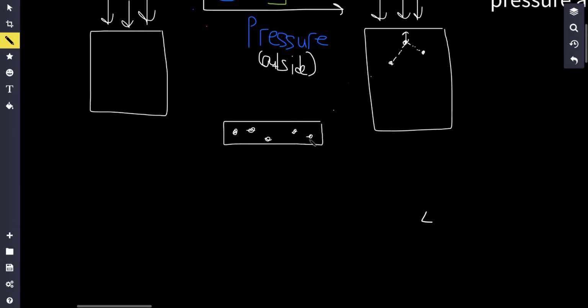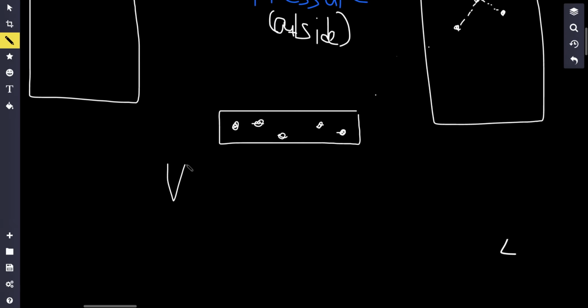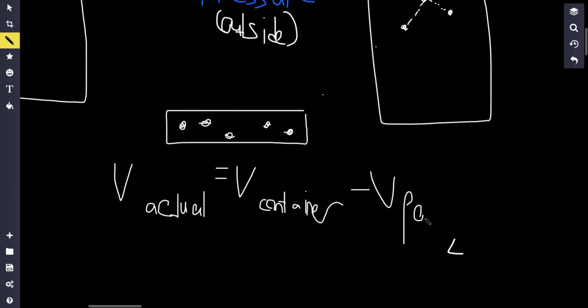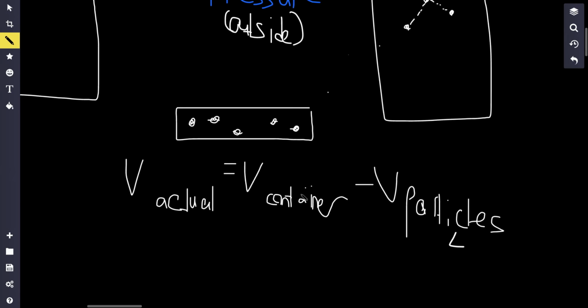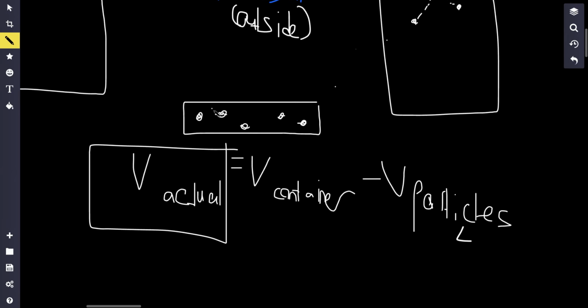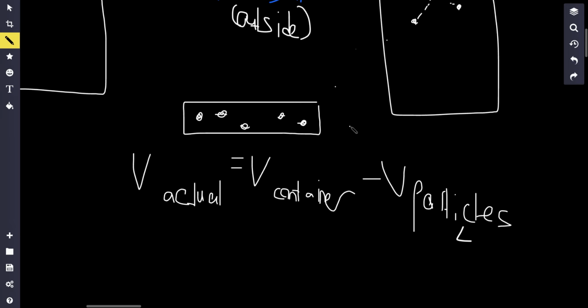Because if we have all of these gas particles right over here, the actual volume that the gas particles have in order to move would be the volume of the container minus the volume of the particles, right? So the actual space that the gas particles have to move is going to be equal to the volume of this whole container minus the volume of the gas particles, right? Because the gas particles do take up a volume.